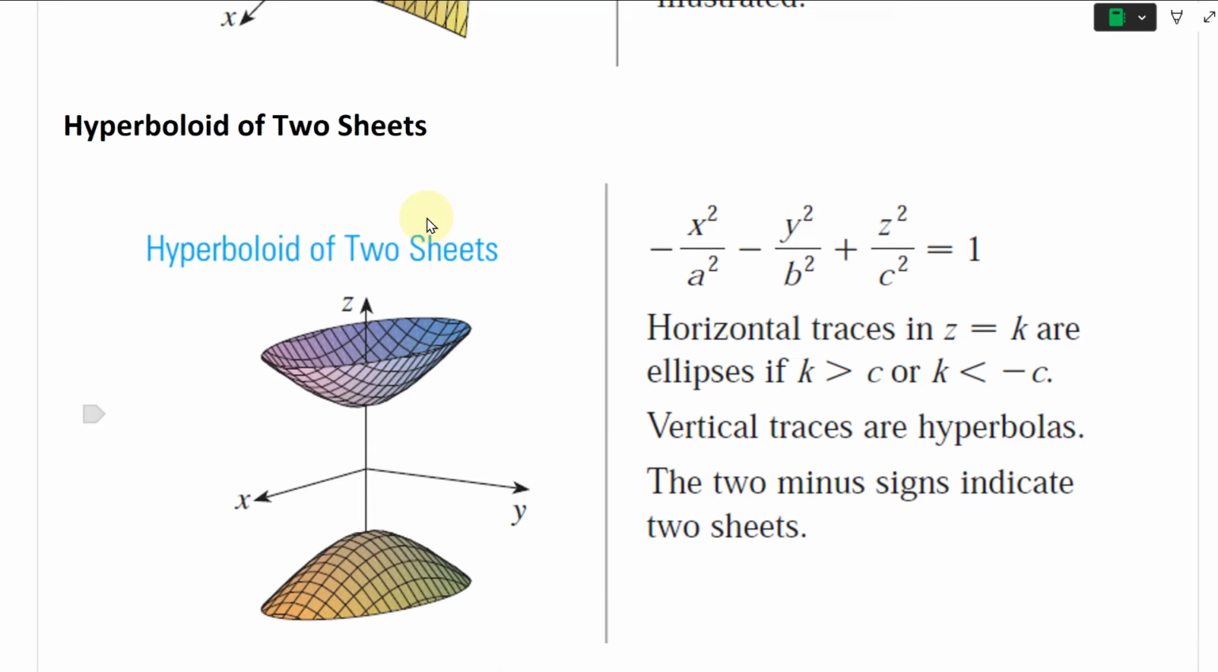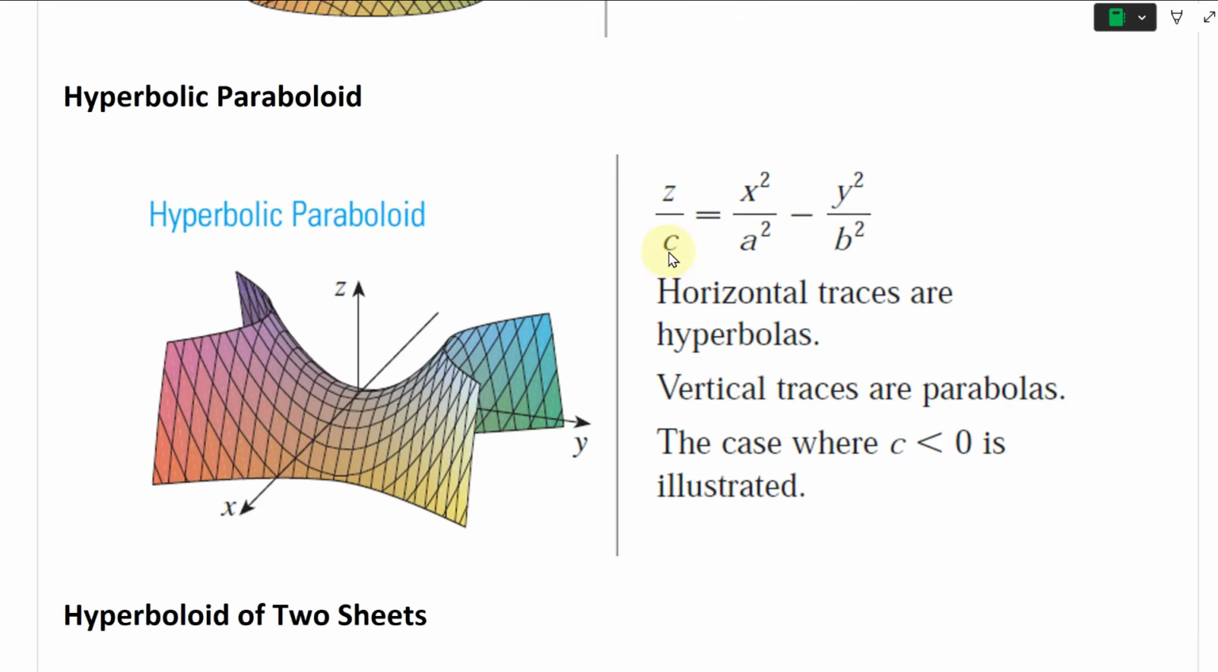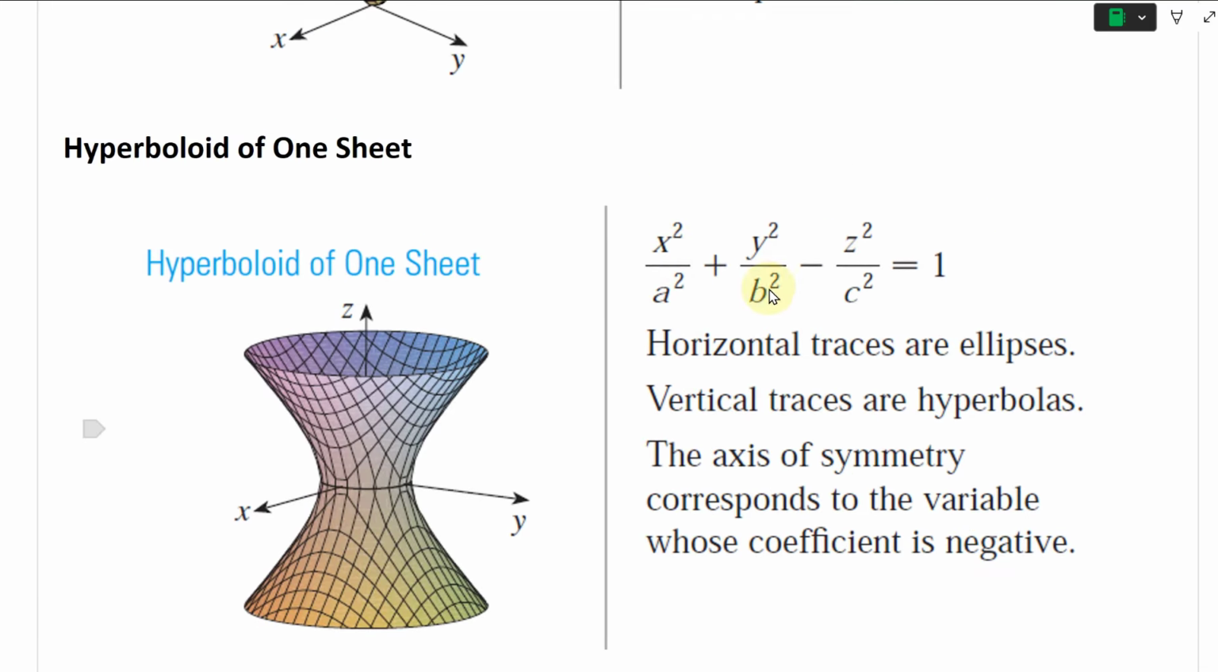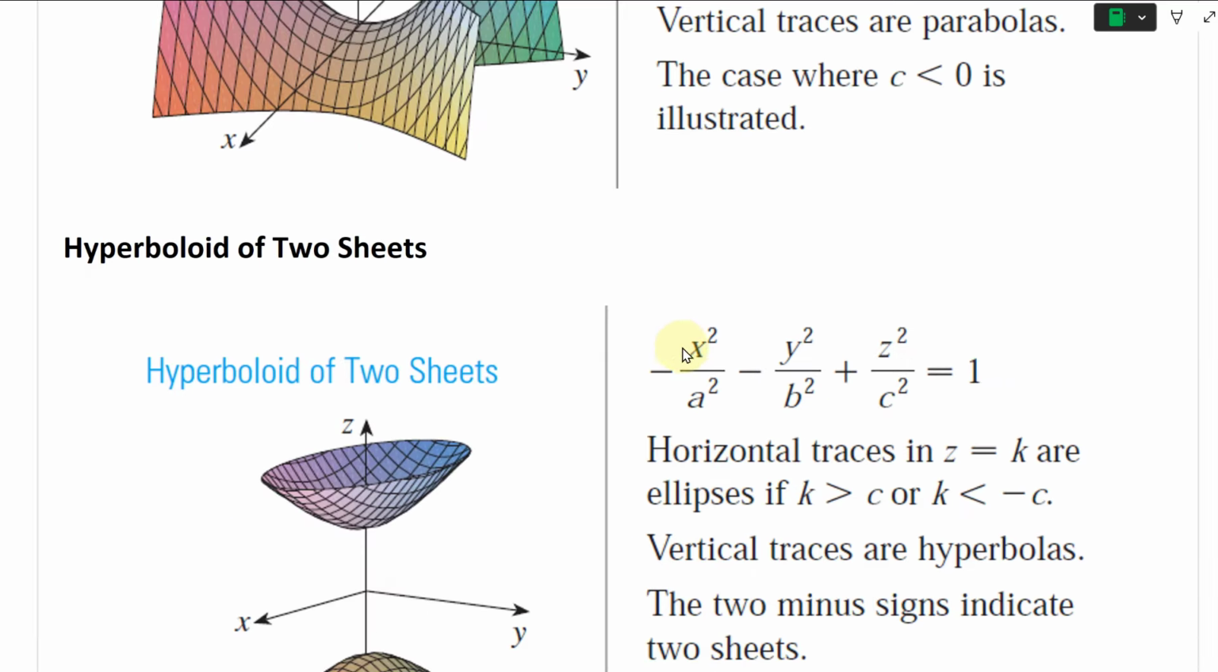Anyways, going further, there's a hyperboloid of 2 sheets. If you go back to the hyperboloid of 1 sheet, you have a negative there and then you have 2 plus. But for this one it's the other way around. You get negative, negative, and then this becomes a plus. Yeah, so this one's negative, negative, and then this is plus.